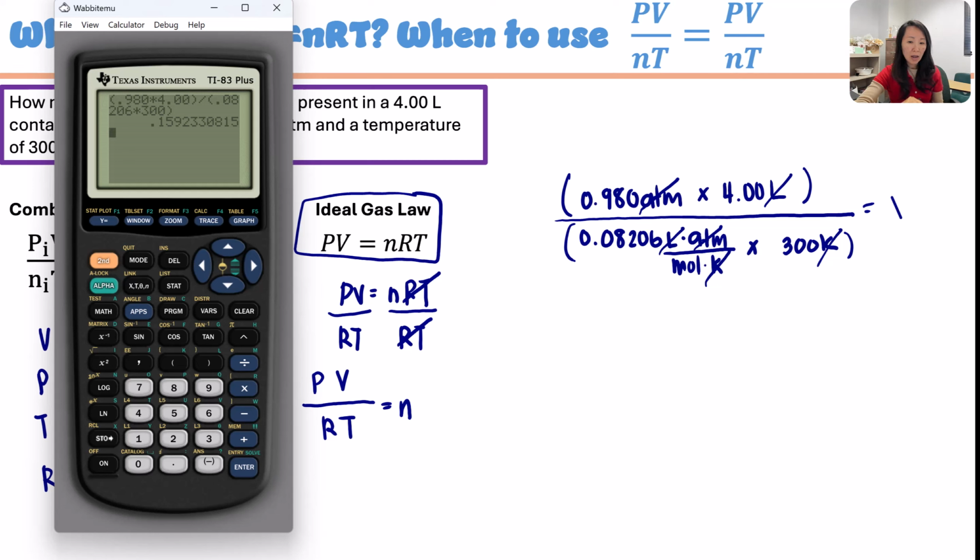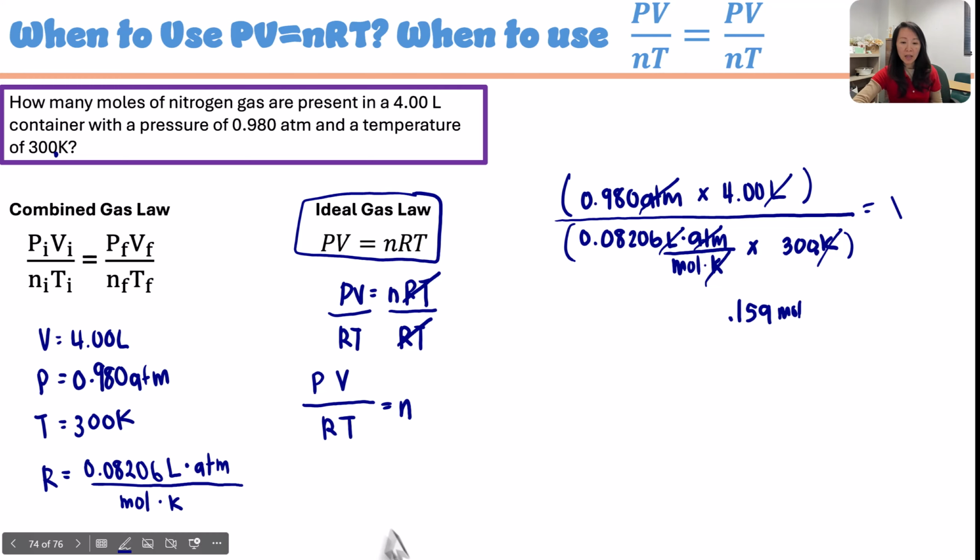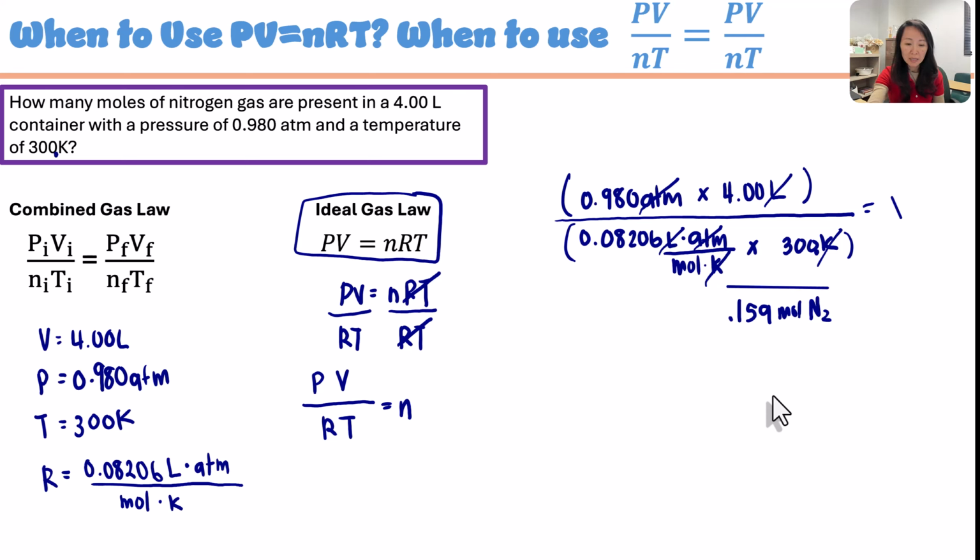And we get, with the correct sig figs, 0.1599 moles. By the way, I've got to add a little period next to the Kelvin. It should be a period there. Okay, so this is how many moles of nitrogen gas, that's N2, are present in this particular state.